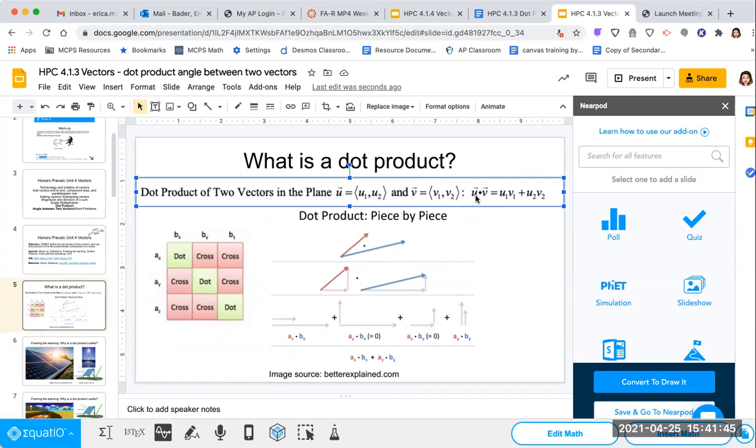So the dot product of vector U and vector V is the X components multiplied together, U1 times V1, plus the Y components multiplied together, U2 times V2. So U1 V1 plus U2 V2.